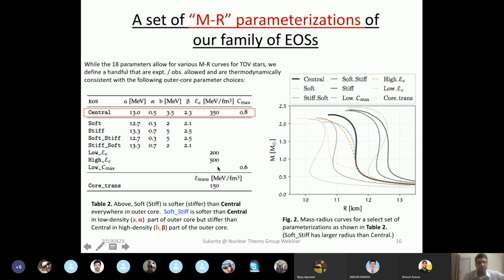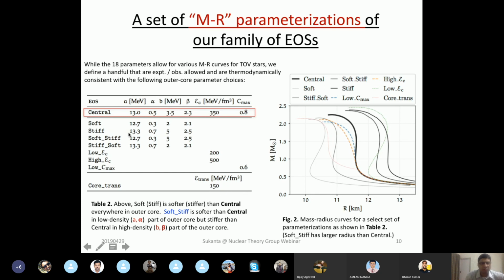We change them for other equations of state, such as low EC and high EC, depending on the density at which the transition to the inner core happens. Similarly, we also play with the maximum value the speed of sound can take in the inner core. So we have another equation of state with the same parameters, except Cmax is lower at 0.6 as opposed to 0.8. And there is also a co-transition parameter variation that we study, which we call E-trans. All of these parameter families give rise to different MR curves and therefore different equations of state.